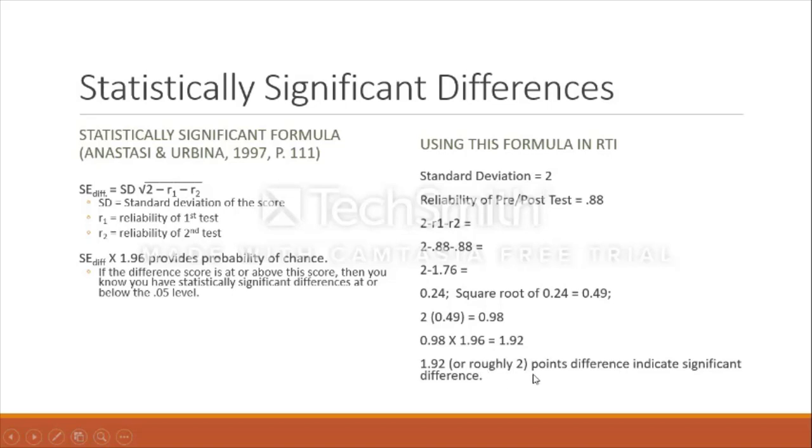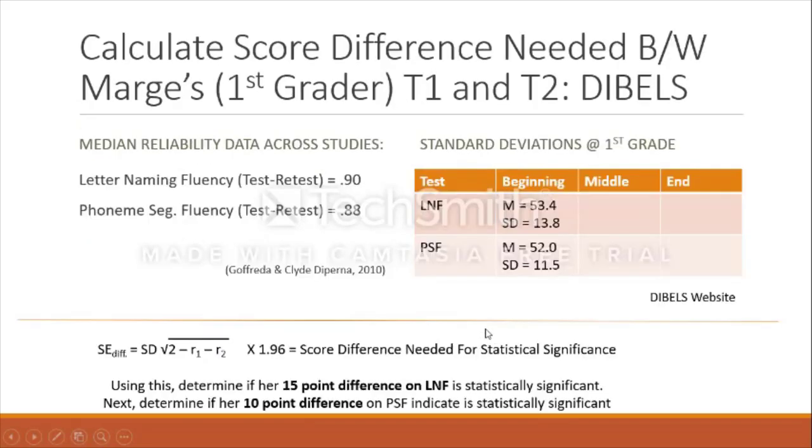So what that is saying is that 1.92, we would say really just 2, that you would need 2 points between the pre-test and the post-test scores to say that you've made a statistically significant difference in this person's intervention. So let's say their pre-test score was a 14 and their post-test score was a 17. That's 3 points difference. That's more than 2, so it's statistically significant.